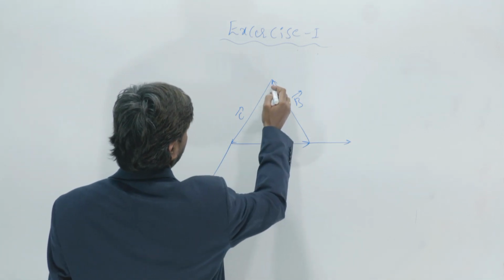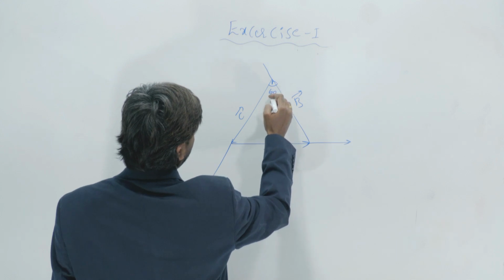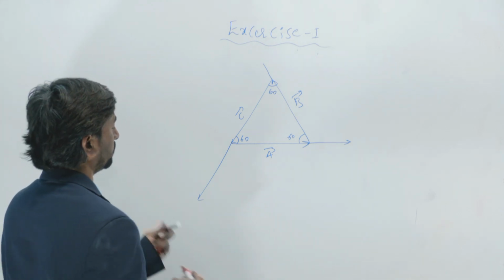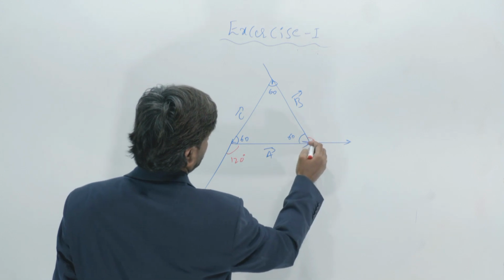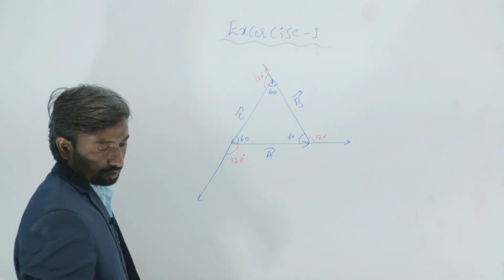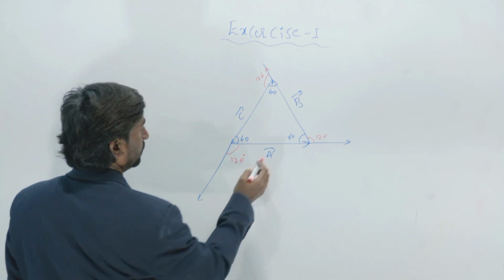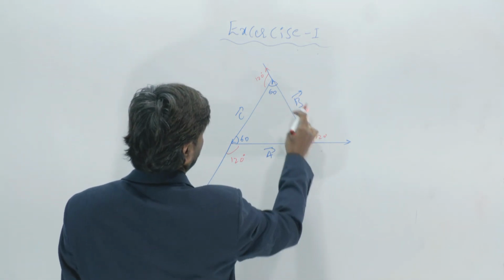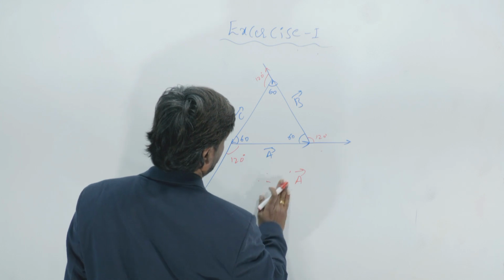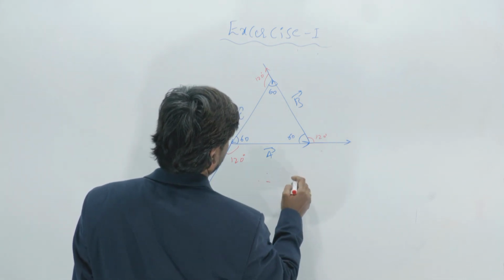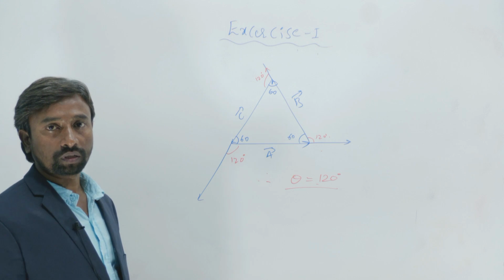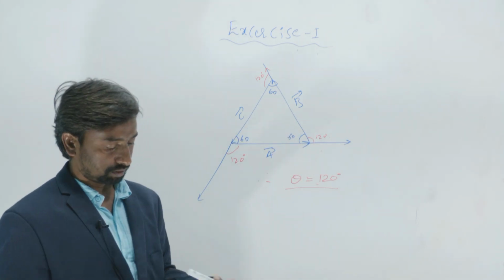If this angle is 60 degrees, and this is 60 degrees, then in the equilateral triangle the remaining angle, how much is it? This is 120 degrees, no? This also is 120 degrees, this also is 120 degrees. So between b and c, and between a and b, what is the angle here? This is the a bar vector and b bar vector. So we can write here 120 degrees. Therefore the angle theta between a bar and b bar is 120 degrees.